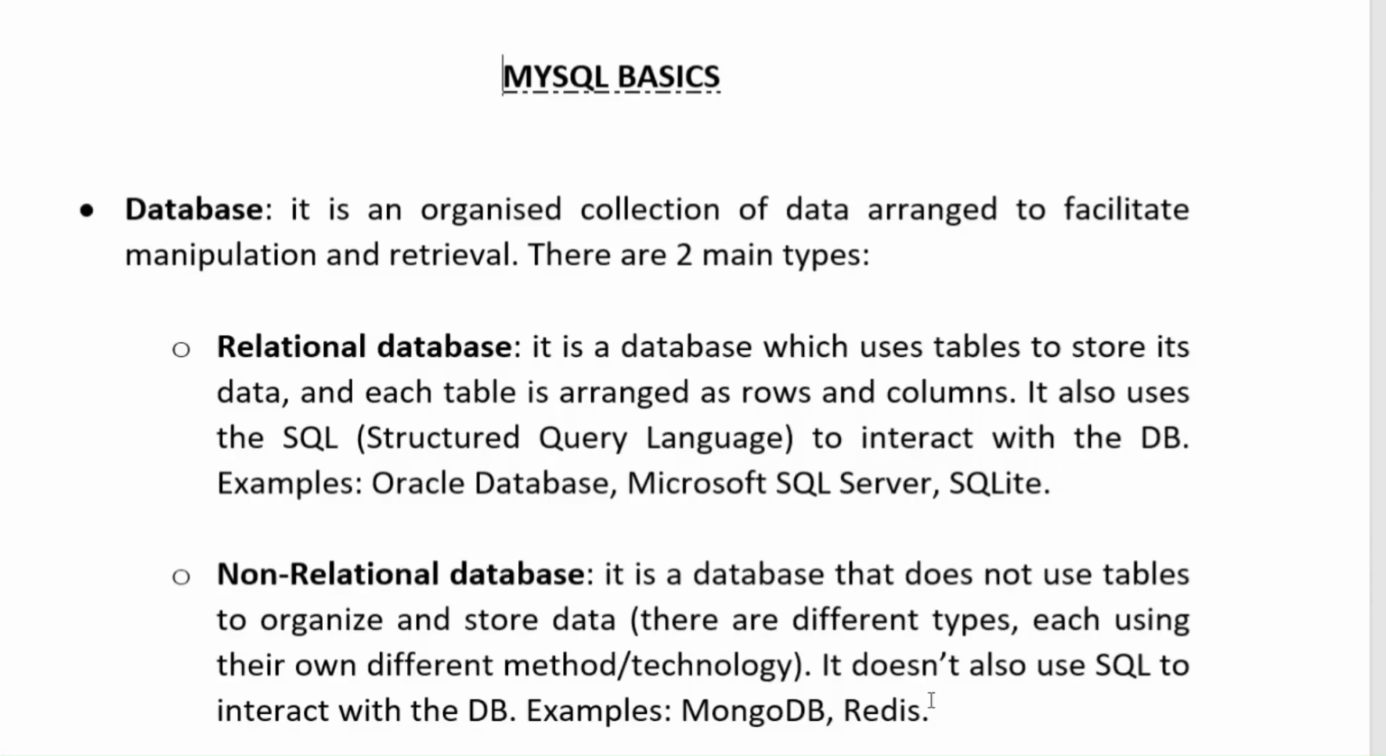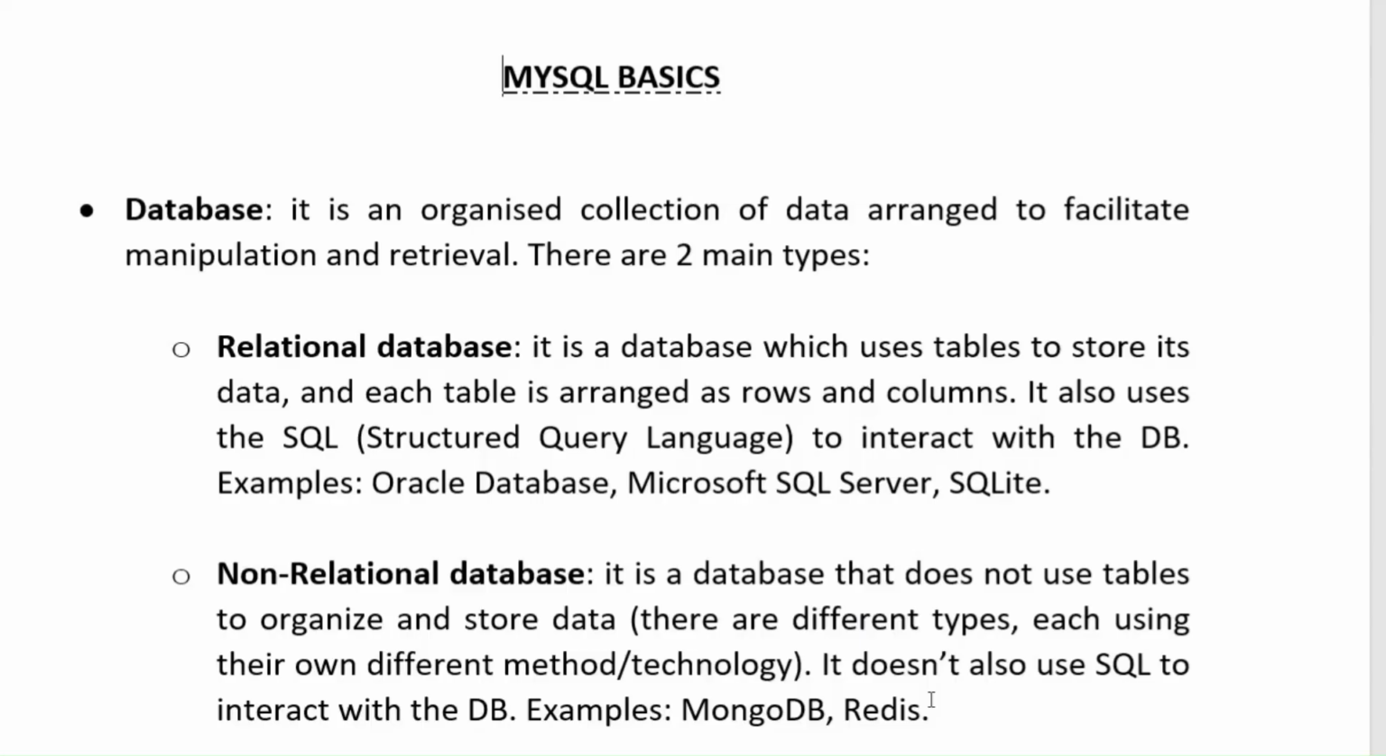The first thing is going to be a database. When we talk about a database, it is simply an organized collection of data arranged to facilitate the manipulation and retrieval of data inside this organized collection. What we mean by this is that a database is simply a place where we store data, and it is so well arranged such that any particular piece of data that we want from this collection, we can easily access it and remove it, or do whatever we want with it, like modifying or even deleting it.